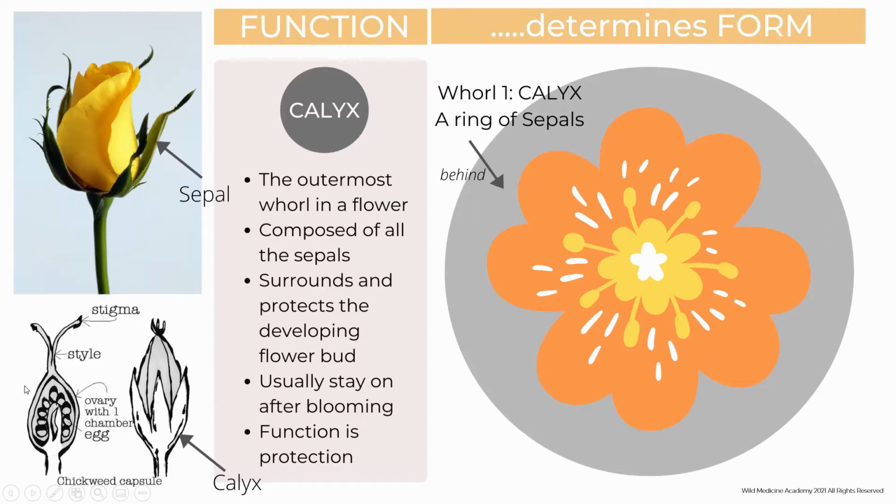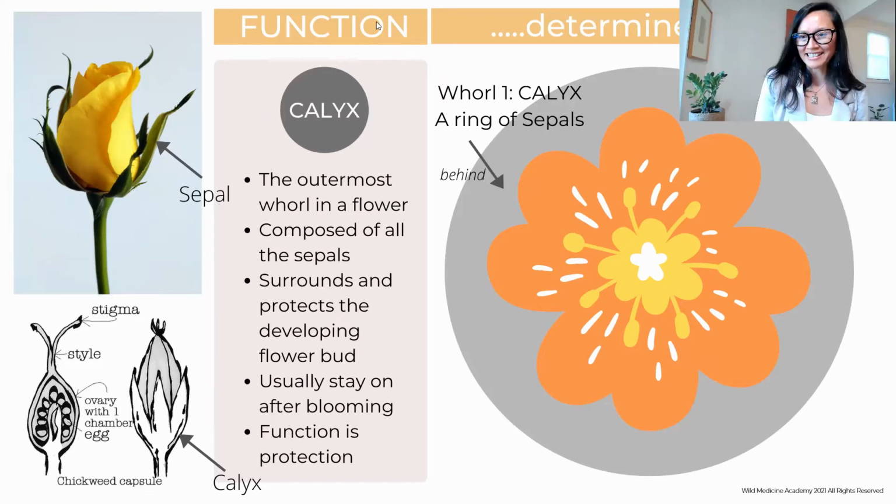The calyx, therefore, is the outermost whorl and pretty difficult actually to see in this image here on the right-hand side, but it's simply behind the petals. It's composed of all of the sepals and it has a protective and surrounding role.